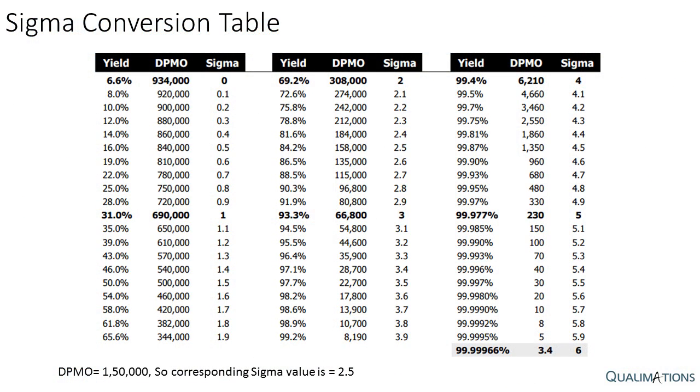A DPMO to sigma conversion table is used to convert the DPMO to the sigma level. By understanding the sigma level, it shall form a baseline to understand the current position, so that targets and budgets shall be allocated based on this.